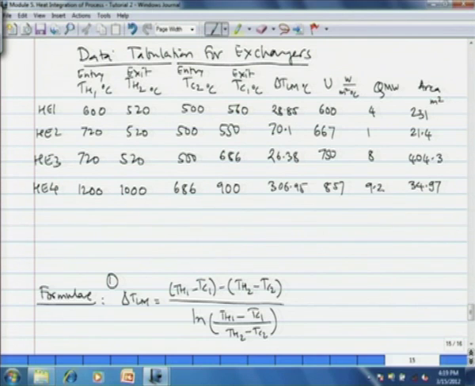So, for 4 exchangers I am giving answers. For the exchangers below pinch I am leaving it as an exercise for you. Okay. So, that completes our tutorial on heat exchanger network synthesis using pinch technology, and this also completes the module on heat integration of the process. Thank you.